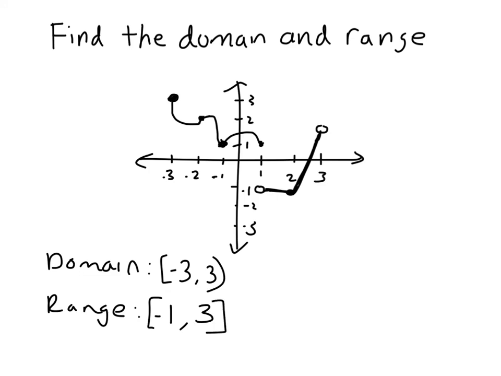Again, you need to check that all the values between -1 and 3 are observed, because if there's a jump, then you would have to take that into consideration when you're writing your range. So if I go up, there's all these values here, and then when I go over, there's all these values. So there's values of y for all the values between -1 and 3.